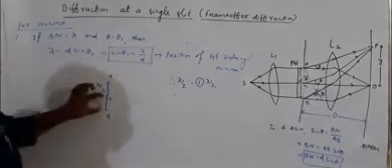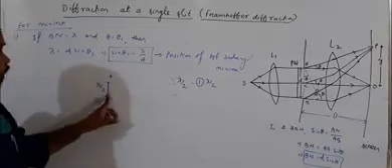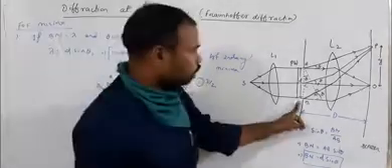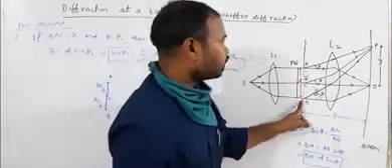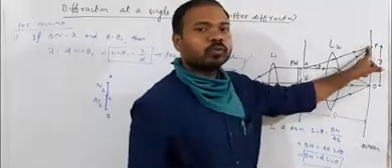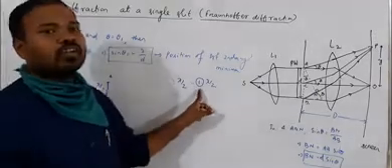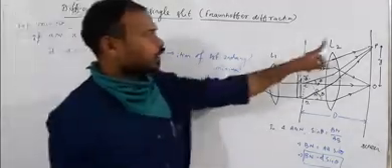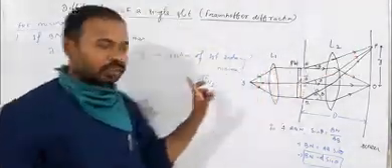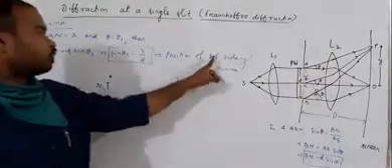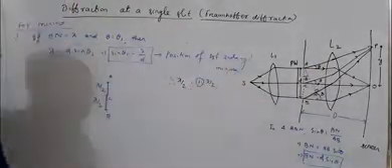Similarly, consider the lower part. In the figure, light from points C and B can reach point P also with a path difference of lambda by 2, which is also an odd multiple of lambda by 2. So we are getting a minima there. Complete. So this is the position of the first secondary minima.